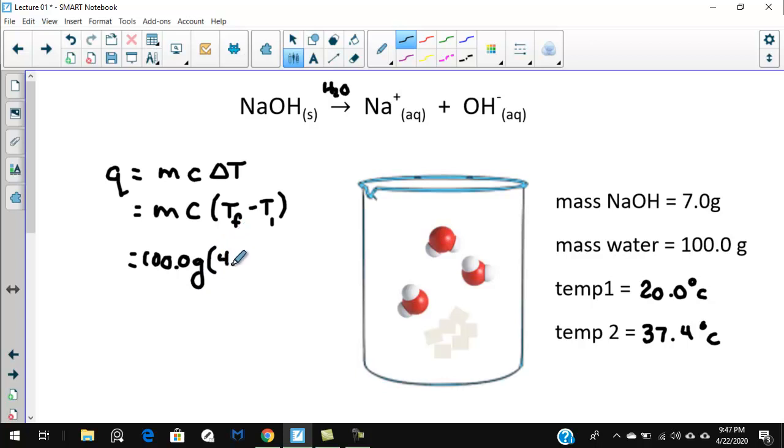It's 4.18 joules per gram degree Celsius. And TF, T2 would have been 37.4 degrees Celsius minus the initial temperature of 20 degrees Celsius. And that will give us what we need in order to be able to calculate the amount of heat.